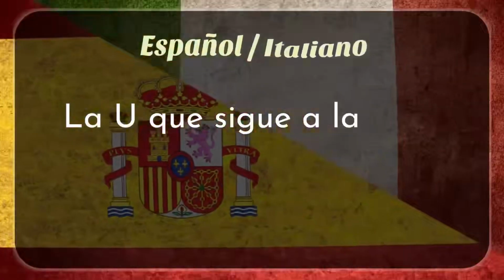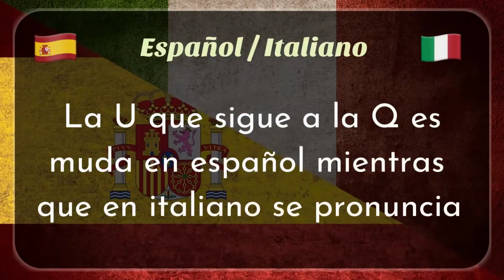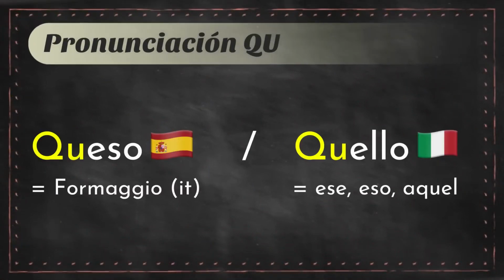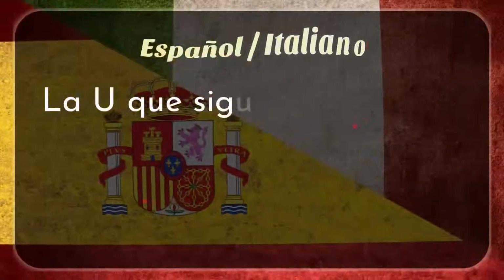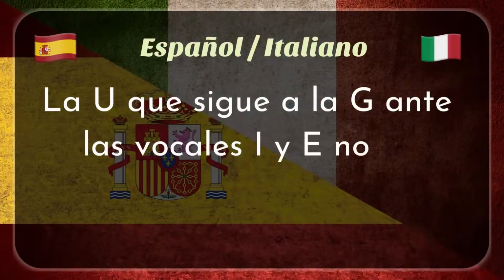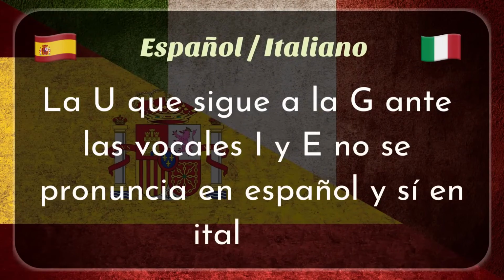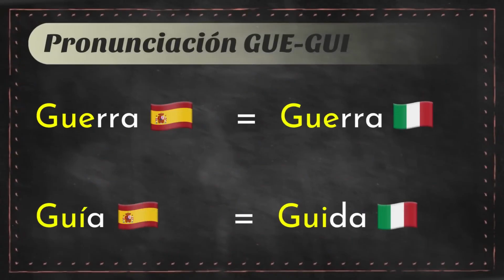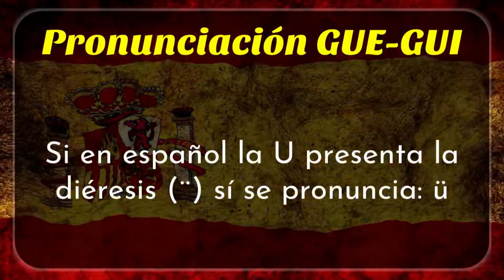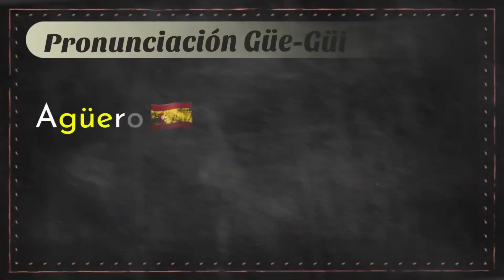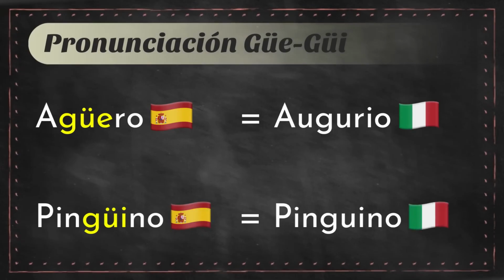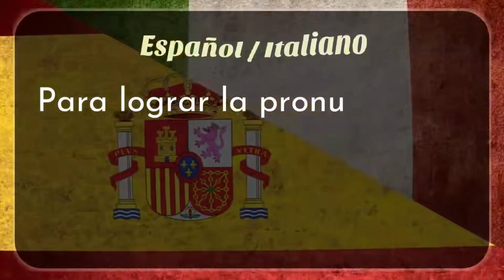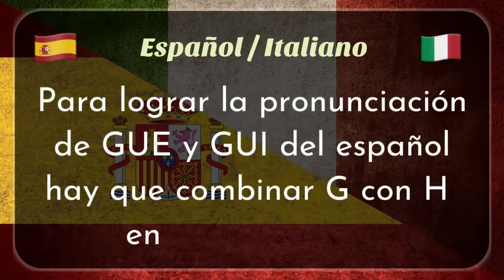The U, which follows the Q, is silent in Spanish while in Italian it's pronounced: queso, kilo. The U, which follows the G before the vowels I and E, is not pronounced in Spanish but is pronounced in Italian, as in guerra, guerra, guía, guida, but if in Spanish the U has a diaeresis, it is pronounced: agüero, pingüino. And to achieve the Spanish pronunciation, you have to combine G with H.